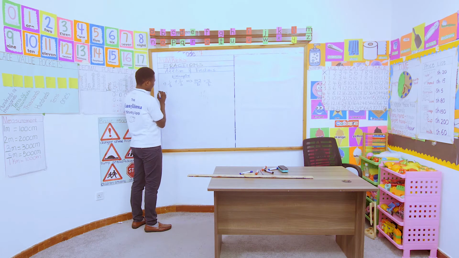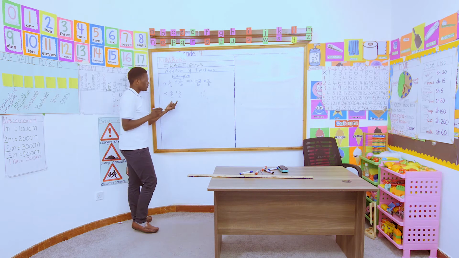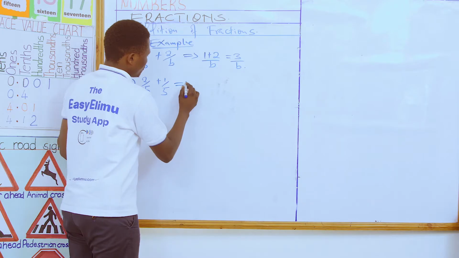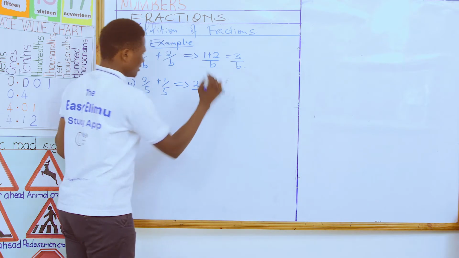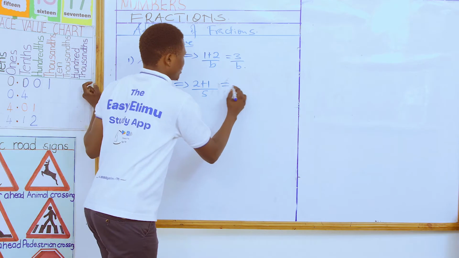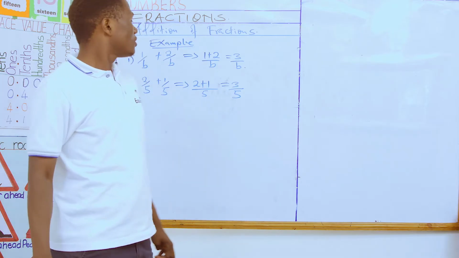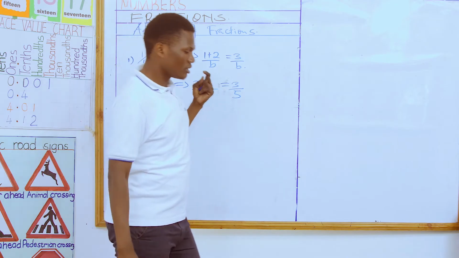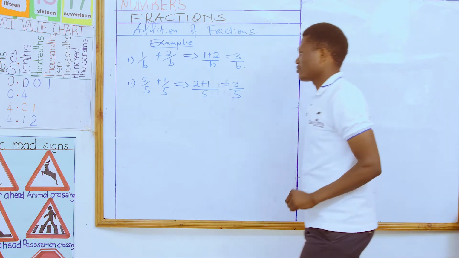So you could also be given an example like 2 over 5 add 1 over 5. So if the denominator is common, or rather the same, all you need to do is to add the numerators, that is 2 plus 1, then you retain the denominator. Then here you'll get 3 over 5. Not always will you be given fractions with common denominators, especially in grade 7 going onwards.